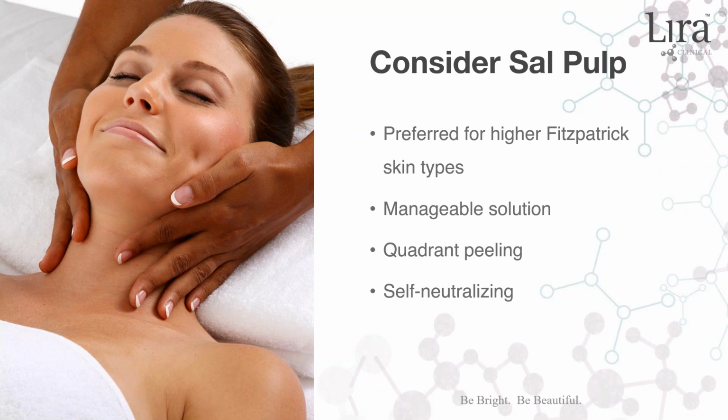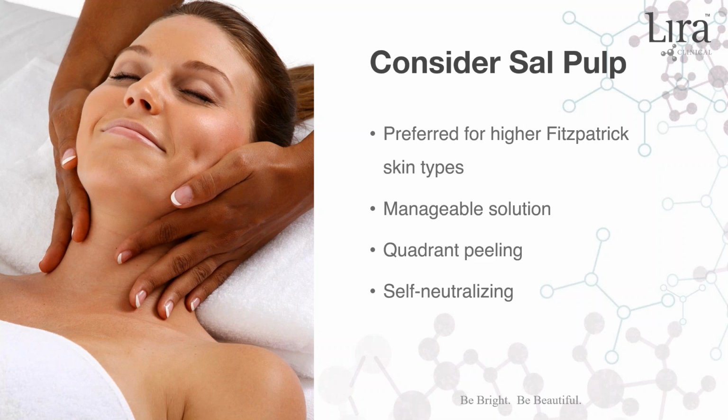Sal Pulp also works very nicely for quadrant peeling. So for those of you that have attended the Flawless class and quadrant peeling is gone over, this is where Sal Pulp works very nicely, once again, in that pulp delivery system, that you can use it on specific areas of the face along with other peeling solutions.